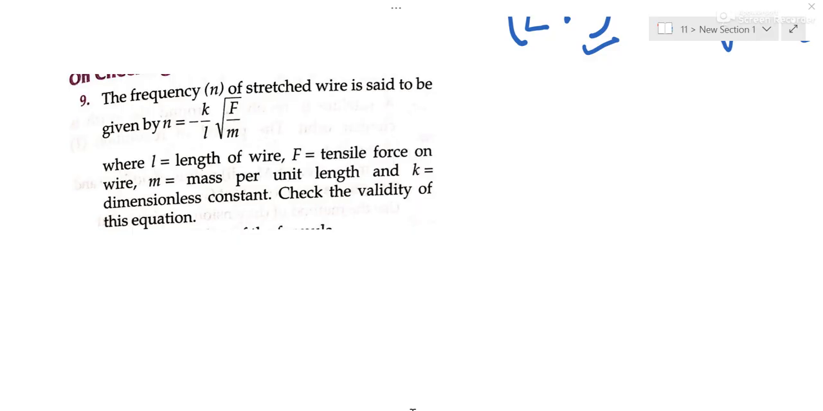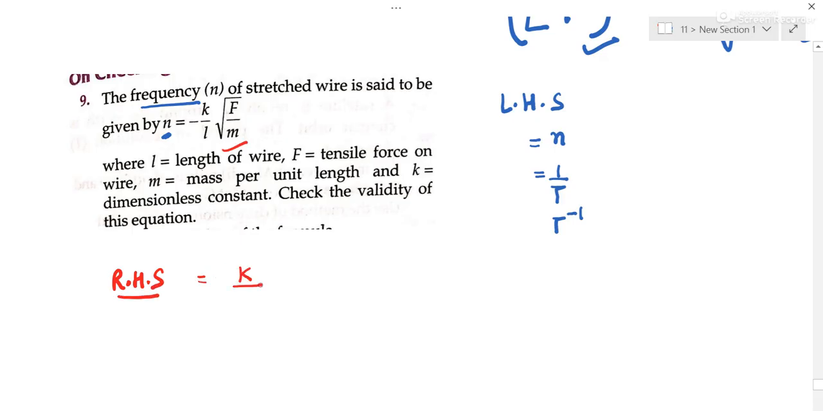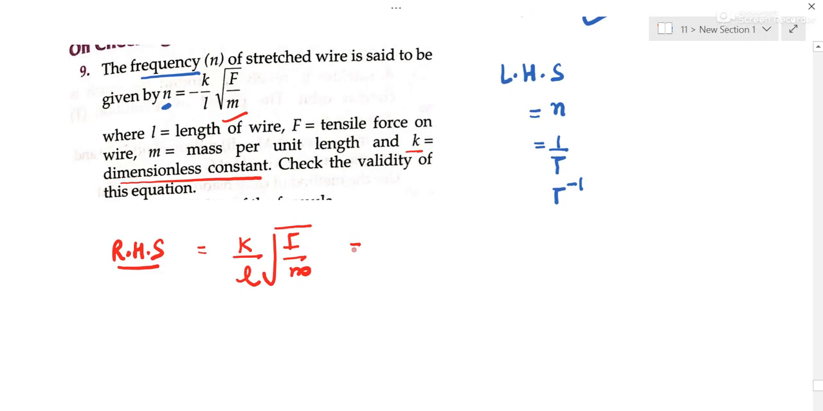So let us see this question. This question is also the same. See, left hand side is n. And what is n? They have said this is frequency. So you should know that frequency is equal to the reciprocal of time. So this is T^-1. Left hand side is ready. Now what is right hand side? Right hand side is this. K by L root F by m. What is K? Dimensionless constant. It means nothing. K can be written as 1.